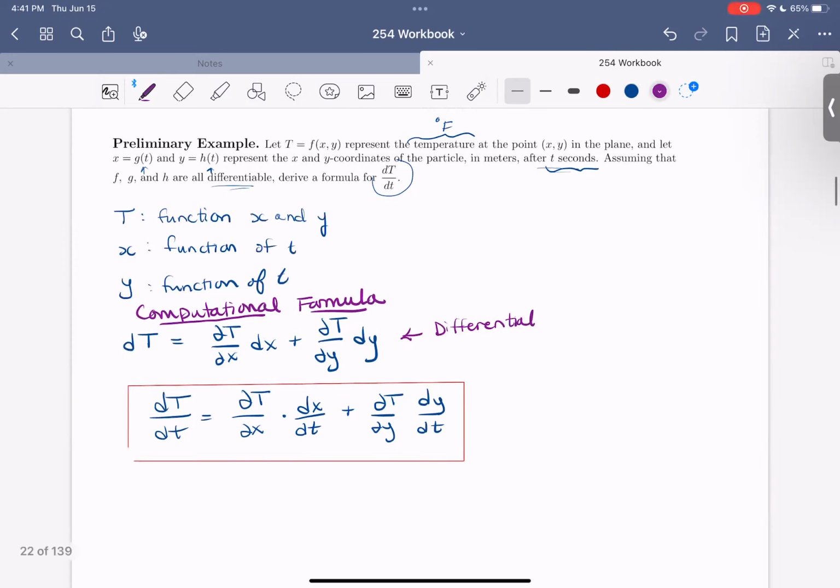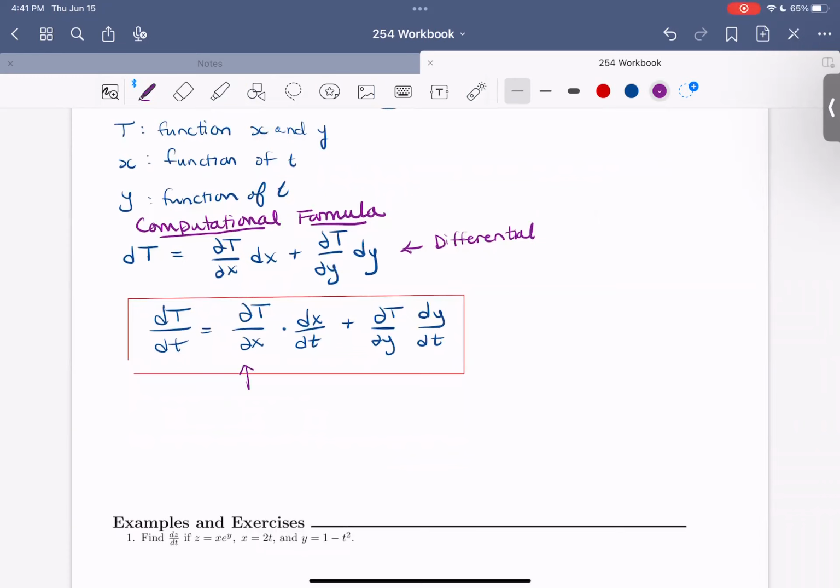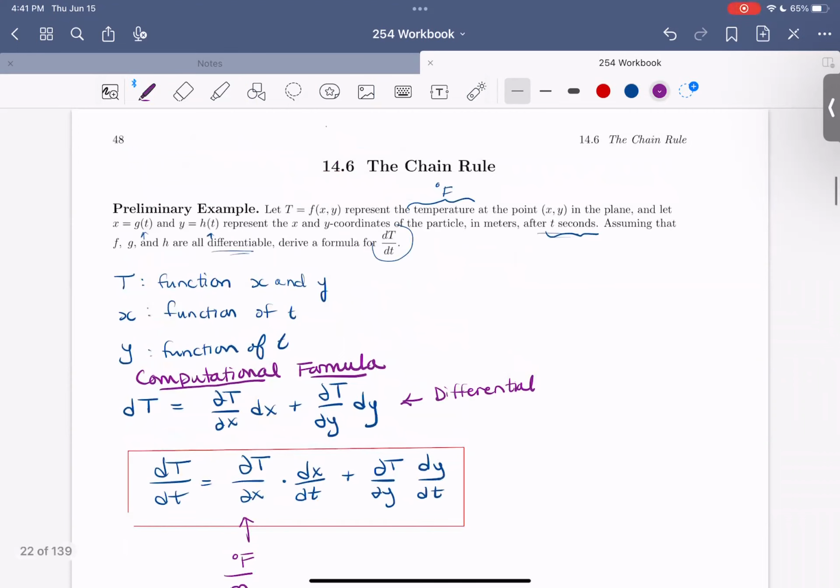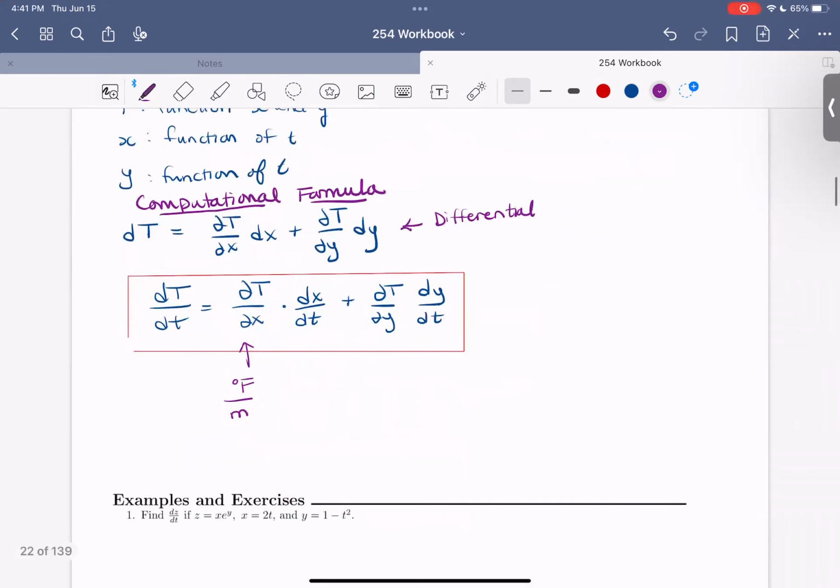So first, partial of T with respect to x, so that would be degrees Fahrenheit with respect to meters, because notice here, we are told that x and y represent the coordinates of the particle in meters. So then dx/dt would be the change in meters over the change in time, so seconds. So notice here, the meters cancel. So we're just left with degrees Fahrenheit per second.